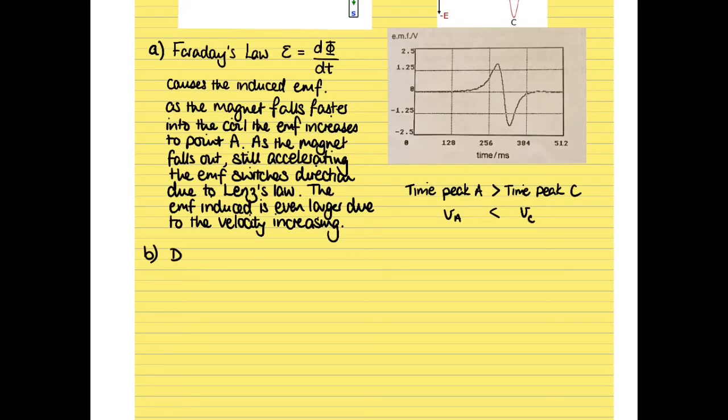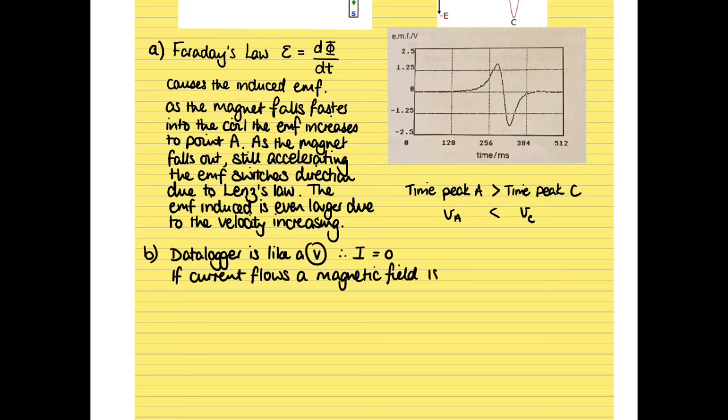So part B, if we remove the data logger, which is a high voltage, it's like a voltmeter, and replace it with just wire, we now have a current flowing in our coil. And if we have a current in our coil, we have an electromagnet. So the induced current from the magnet falling through it creates an electromagnet itself within the coil.